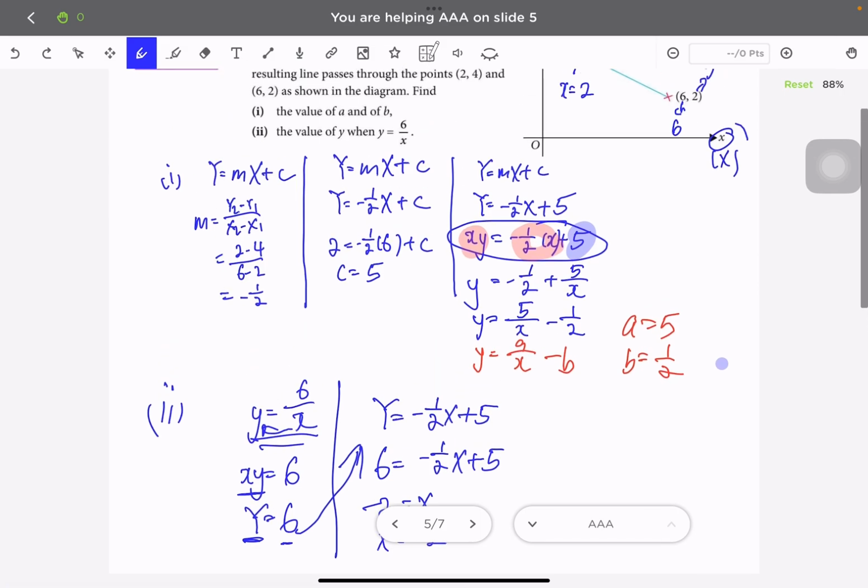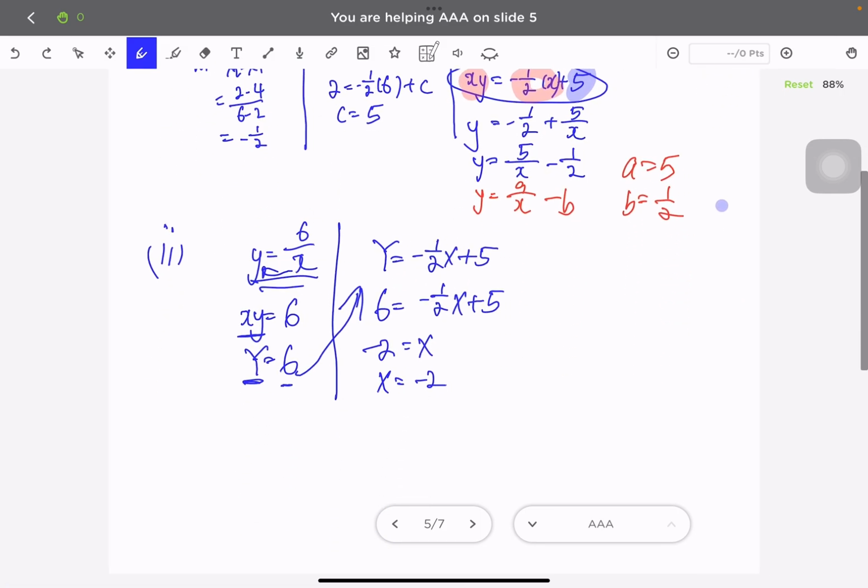But we know that this big X here is actually the x value. So actually x will be equal to negative 2. Therefore, substituting x equals negative 2 into this equation, 6 divided by negative 2, the y will be equal to negative 3. Okay, if you are not sure or not clear, please try to listen again so that you understand.